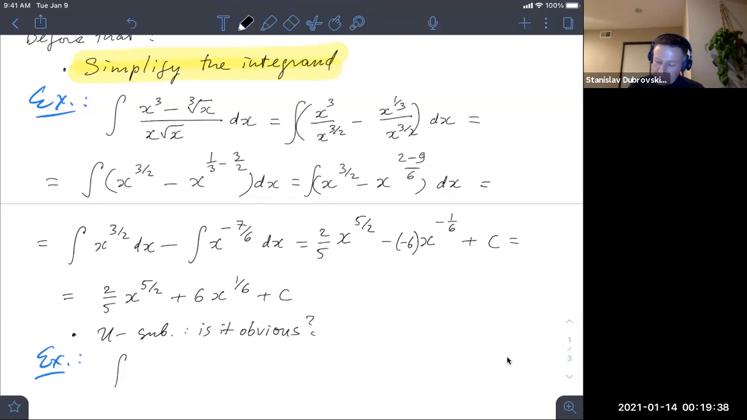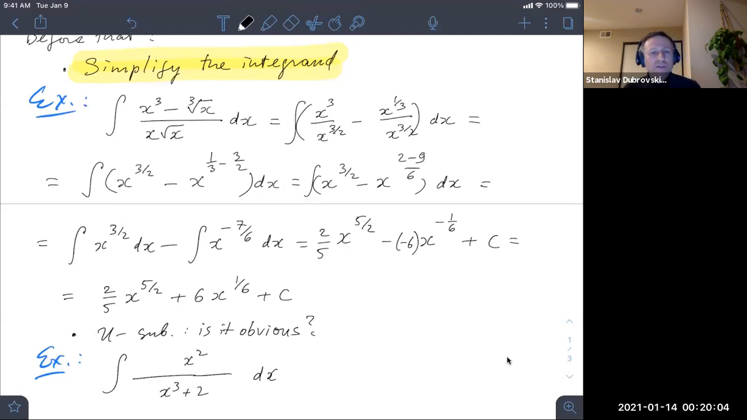So let's take a look at another fraction. So let's say that we have x cubed on the bottom, plus 2, and then on the top something like x squared. Is u sub obvious here? If you think about it, pretty obvious.